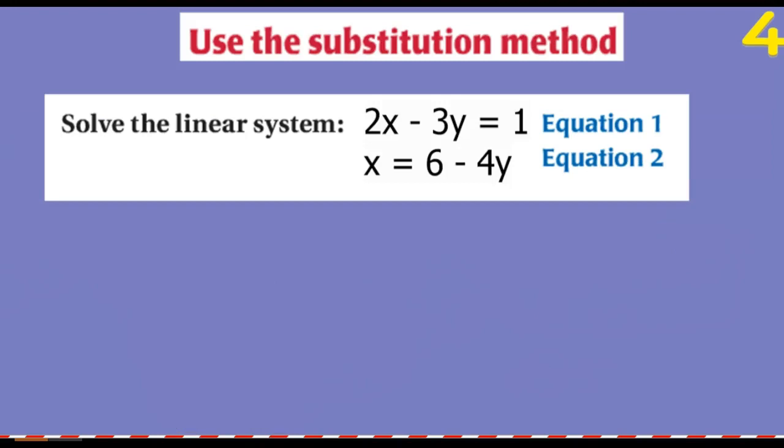Here we're looking for a number that's by itself. I see x is by itself. X equals 6 minus 4y. So I'm going to take this 6 minus 4y and plug it in for x.